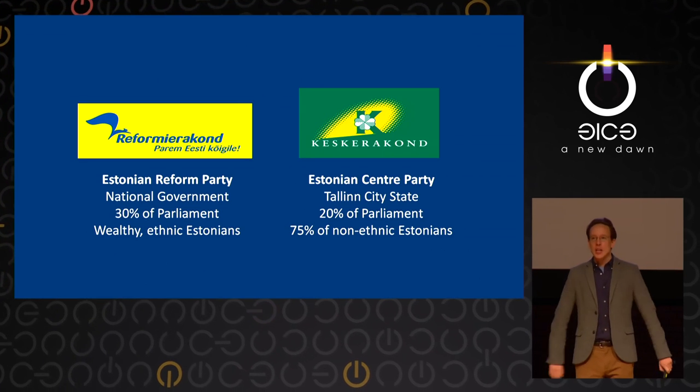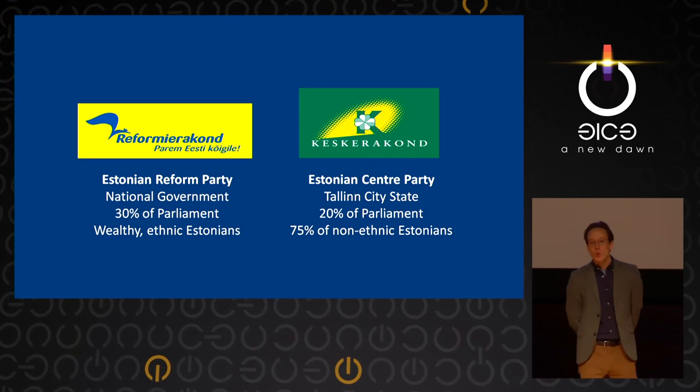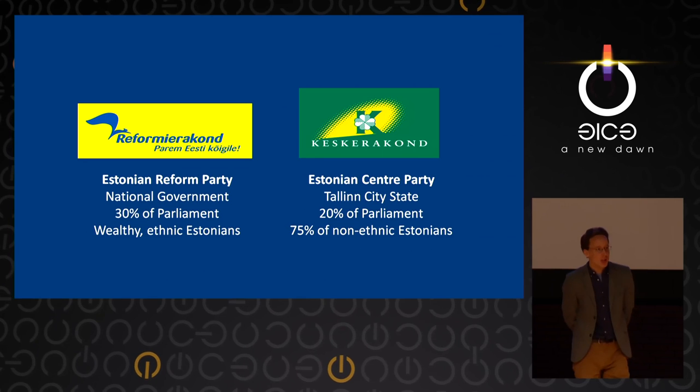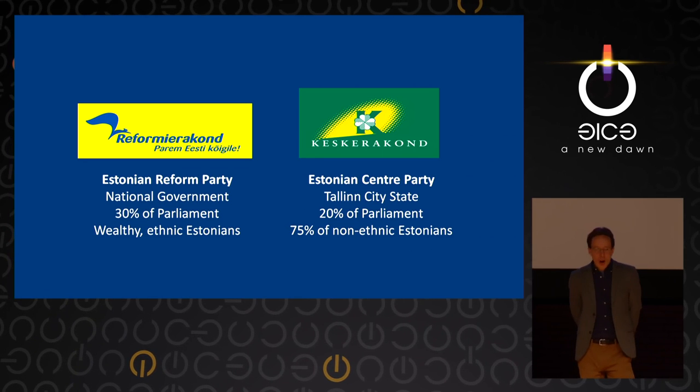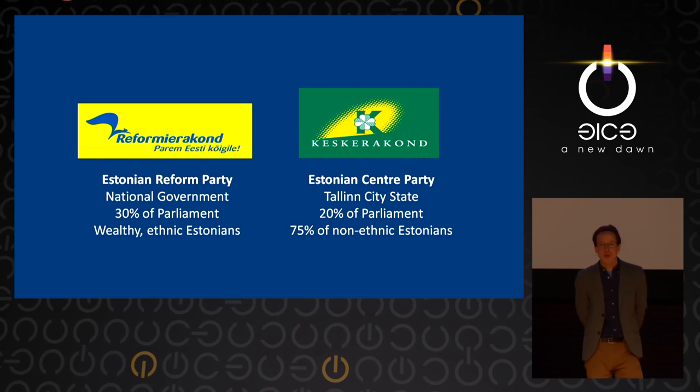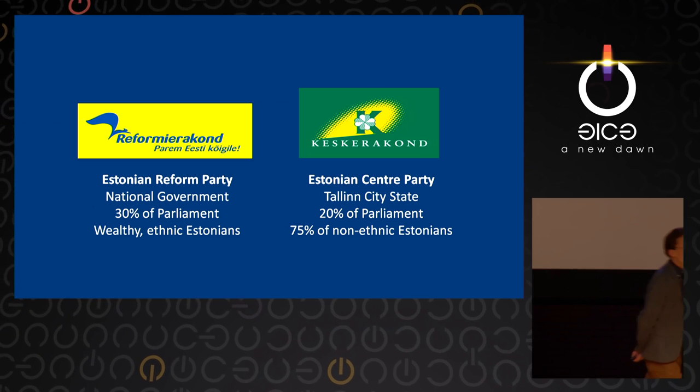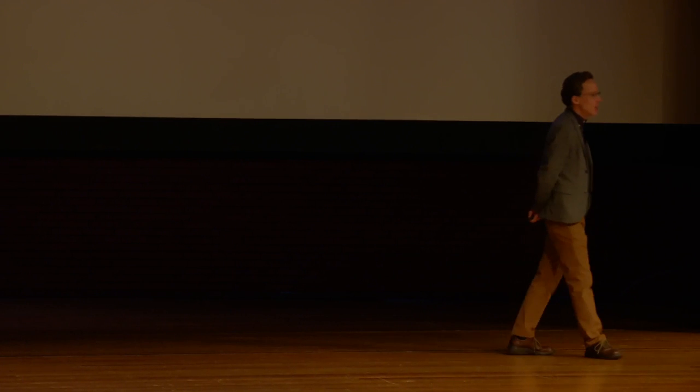So the reaction, and understanding the reaction, requires understanding just two things about Estonian politics. One, that there are these two major parties, the Estonian Reform Party and the Estonian Center Party. The Reform Party, which is currently running the national government, loves the e-voting system. It's their puppy dog. It's one of their sources of national pride. They want to market it to the rest of Europe and show how outstanding and modern Estonia is.